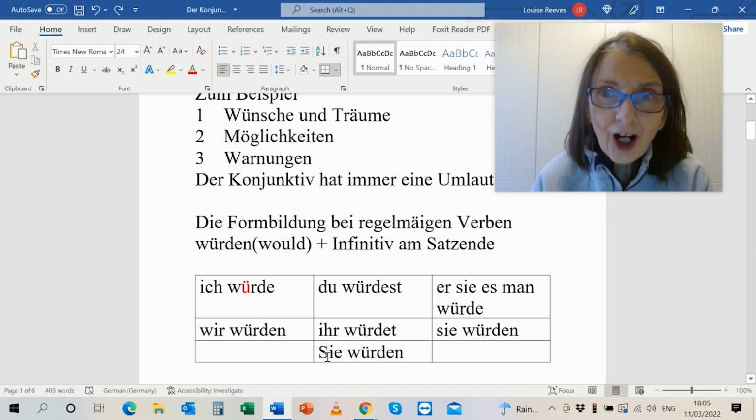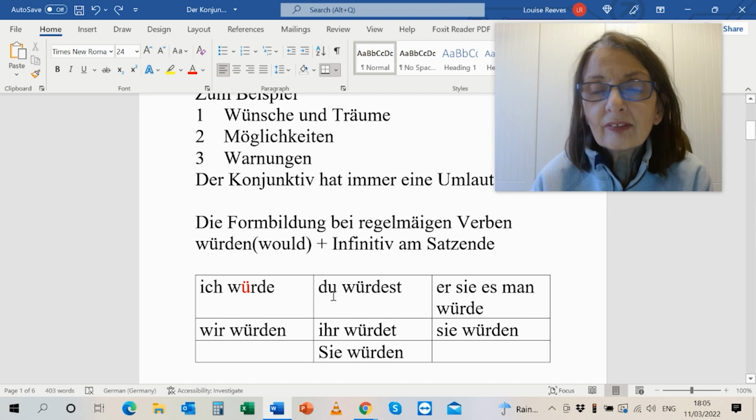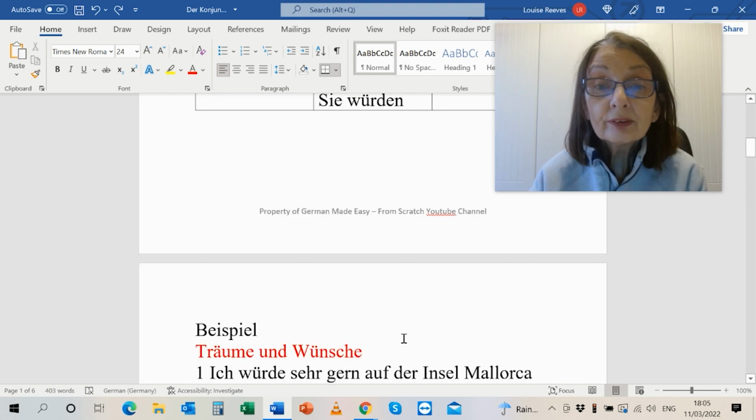I keep harping on about that because this is so important. Du, you use for somebody you know very well. Ihr, group of people you know very well. And Sie can be singular or plural, a group of people who you don't know very well or one person. And this sie here means they. Alles klar bis dahin? Hoffentlich.